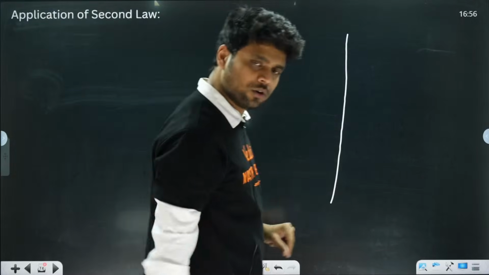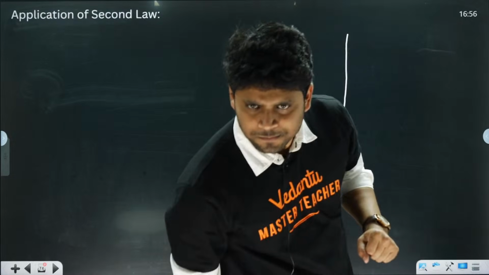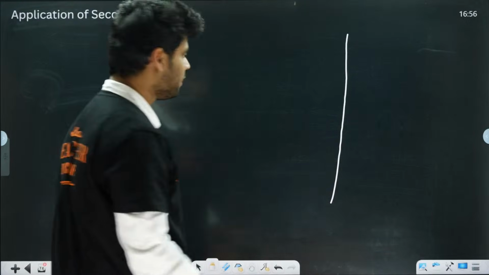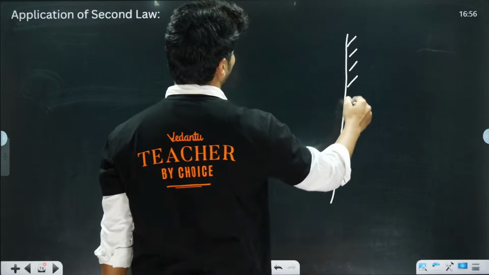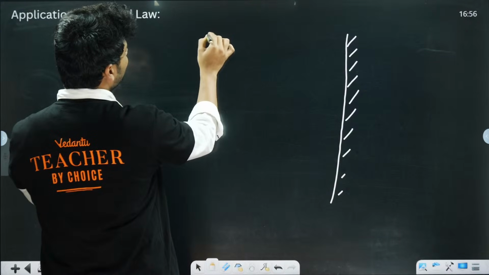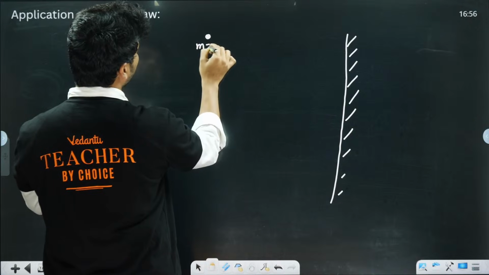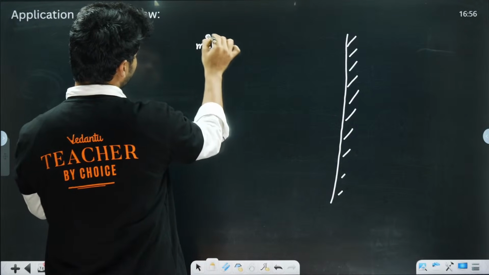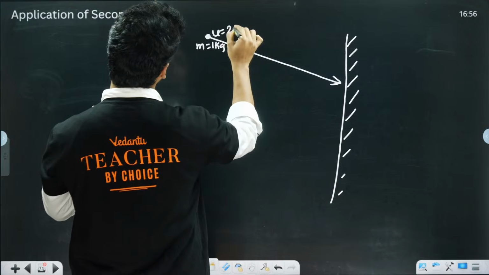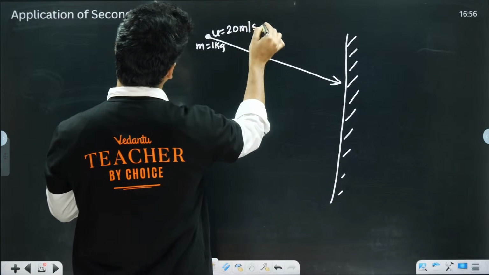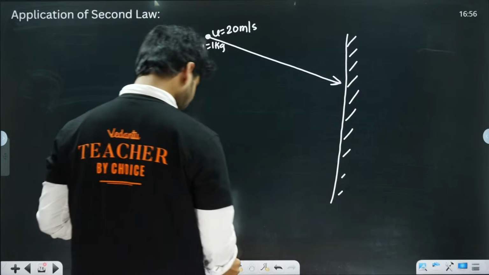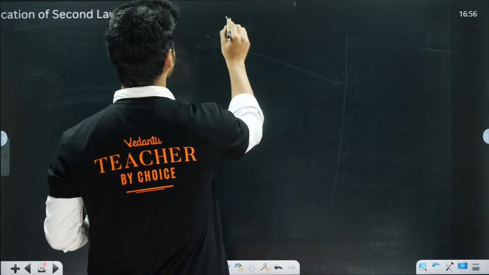So let us take a very good question. Very good, Nandini, 125 Newton. Look, it is my ball. Sir, you are throwing a ball. Take the mass as 1 kg. Speed u is equal to 20 meter per second. What is the angle, sir?